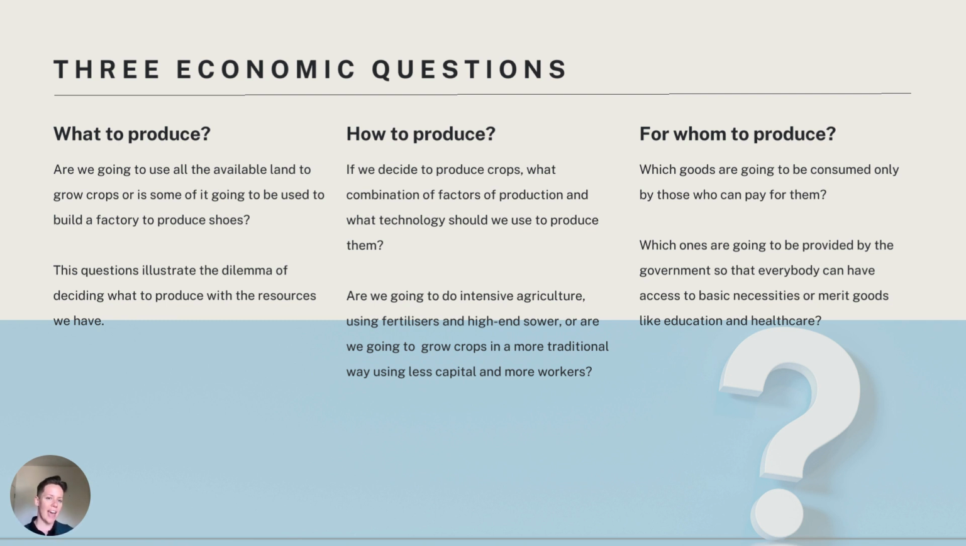The next question is, how are we going to produce? If we decide to produce crops, what combination of factors of production and what technology should we use to produce them? If we go back to our resources, we've got our capital resources, we've got our labor resources. What combination of those resources will we use to produce a good or service? And what's going to motivate the decision behind how we make those allocations?